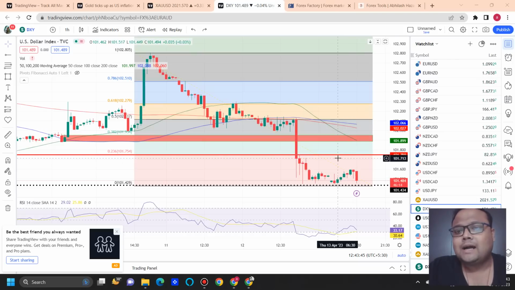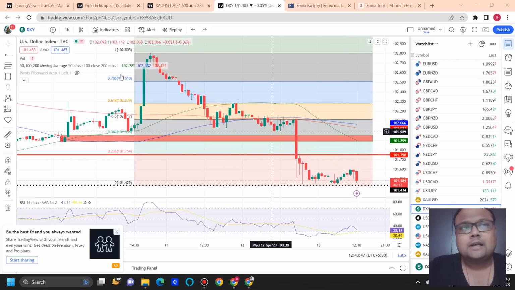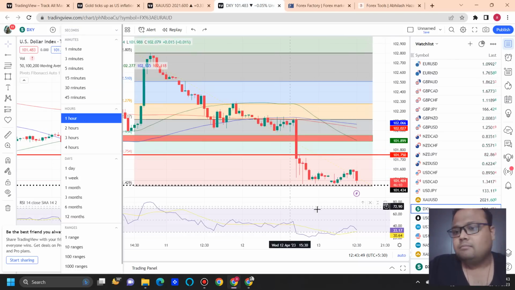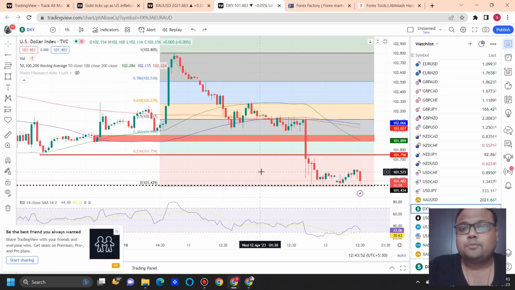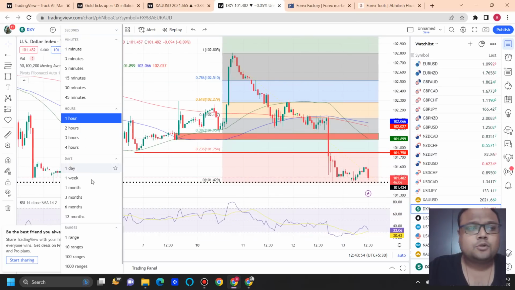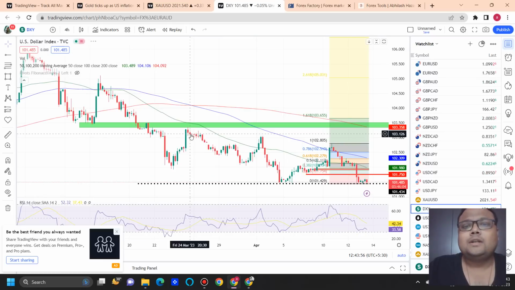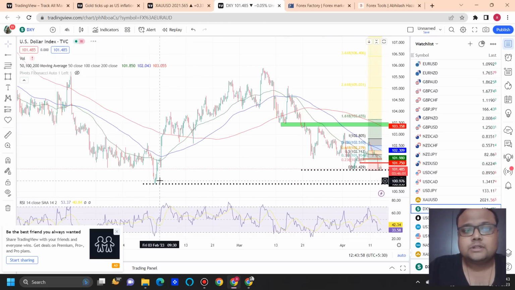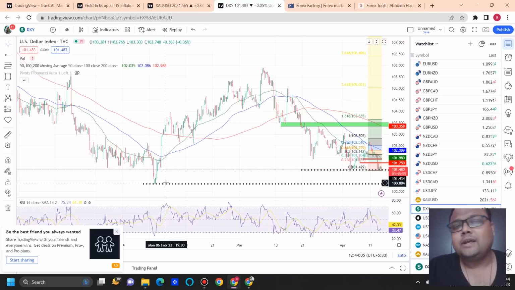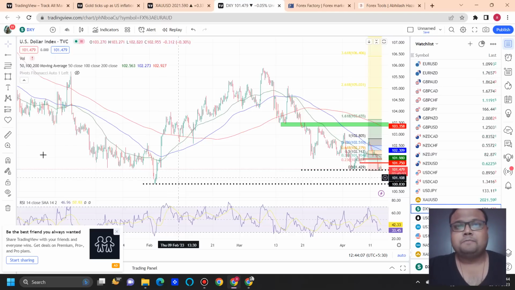DXY formed a lower high, and as a result, there's a good chance that by today DXY may break the support and head lower. The next support on the chart of DXY is around 100.80. This is the next support, and probably the last support, because if DXY breaks this support it will head towards double digit.